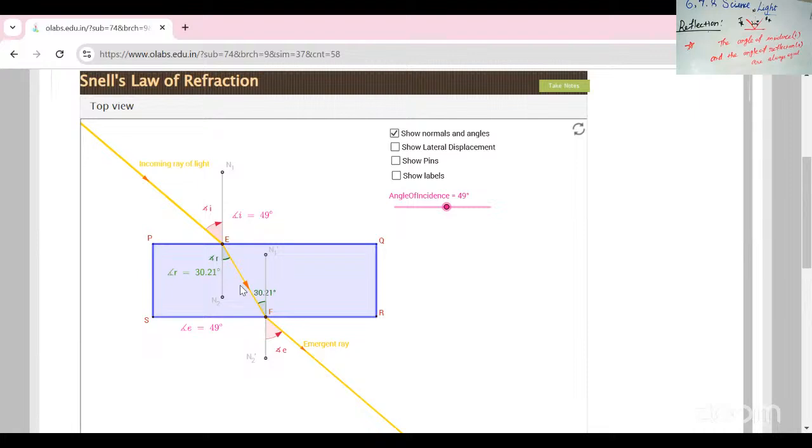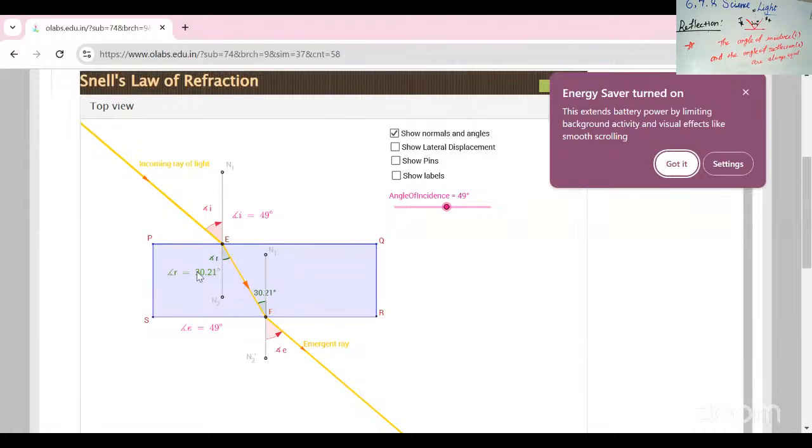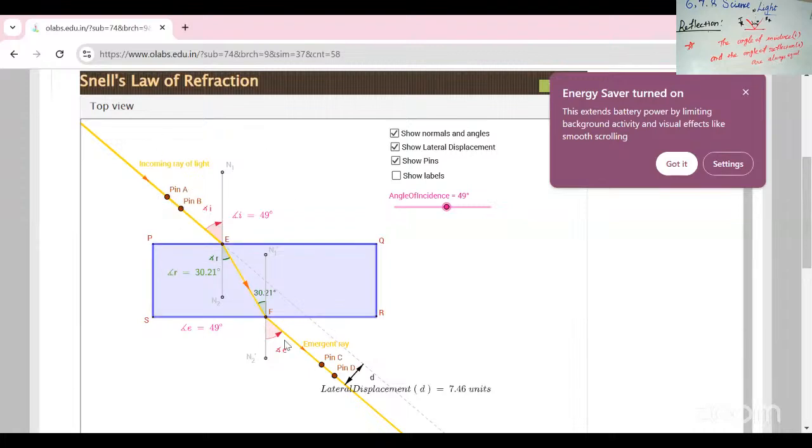Refraction means that when light travels from one medium to another medium, generally it will be bent. So the law of refraction gives us a way of predicting the amount of bend. This is Snell's law. Regarding lateral displacement, the incident ray and the emergent ray show the pins. These 4 pins are in the same line only.